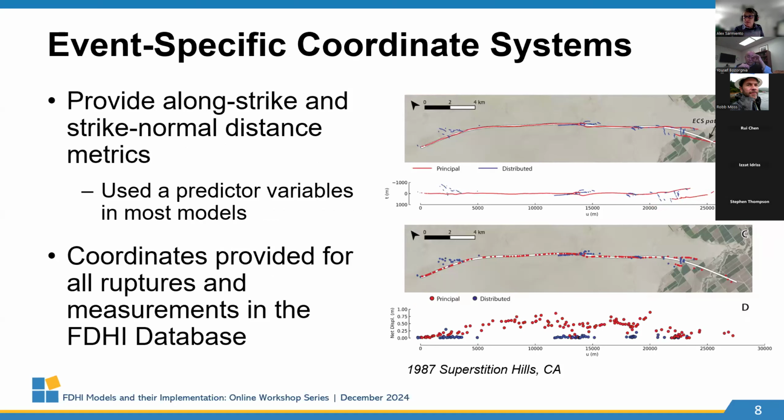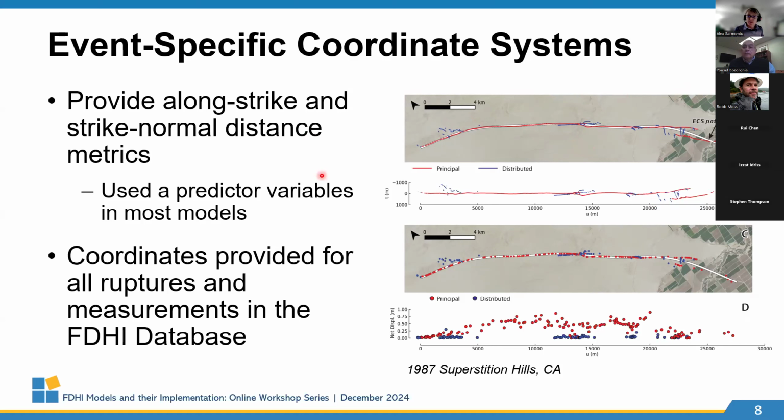And then finally, of course, we require geospatial control for everything. So we have geographic coordinates for all of the rupture traces and all of the displacement measurement sites. But we also have a unique coordinate system for each earthquake that gives a strike-parallel and a strike-normal distance metric for each earthquake.